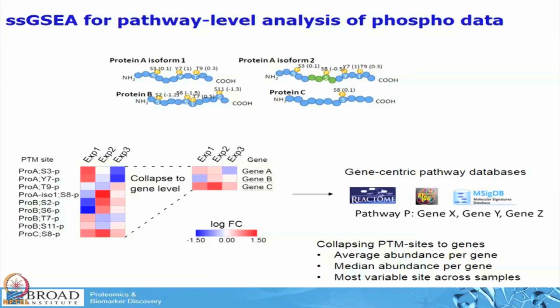But in order to do pathway analysis, all of these pathway databases are gene-centric. As I said, a pathway is a list of genes. So right now, all of the databases that we have are curated at a gene level. Meaning if we want to do any pathway level analysis of our phospho data, we first have to collapse all of these measurements of phosphosites into gene level. So we're basically throwing away a lot of information.